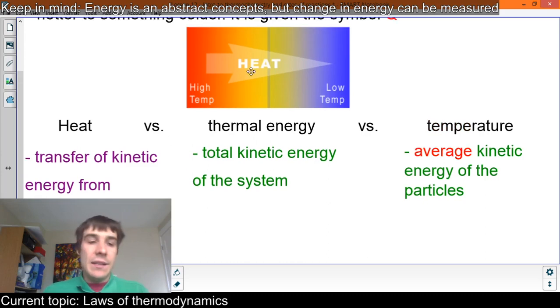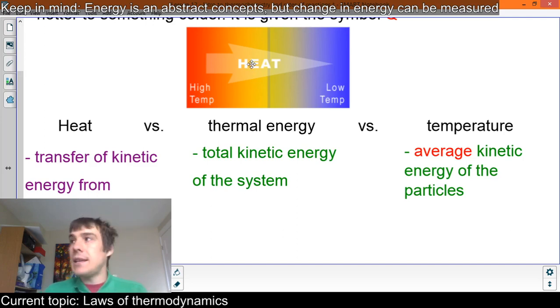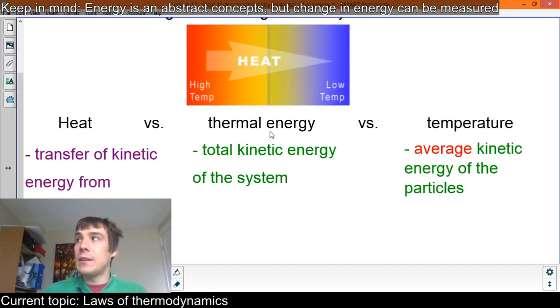So that's heat. Heat is a transfer. You can also use heat as the amount of energy that gets transferred. So, when you're in the shower and the hot water is warming you up, there is heat going from the hot water to you. There's a certain amount of heat because you heat up by a certain amount. That is what heat is. It's the transfer of the energy from high to low.